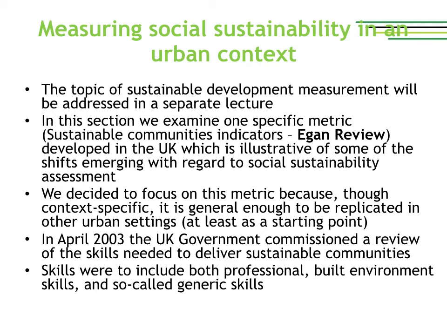One important aspect when we are talking about social sustainability in an urban context is how we can measure it. How do we know when a city or a community achieves social sustainability? This topic of measurement will be addressed in a separate future lecture. In this section, I just want to examine one specific metric which comes out of the Egan Review. It's a policy that was developed in the UK trying to provide sustainable communities indicators. And this report illustrates some of the shifts emerging with regards to social sustainability assessment.